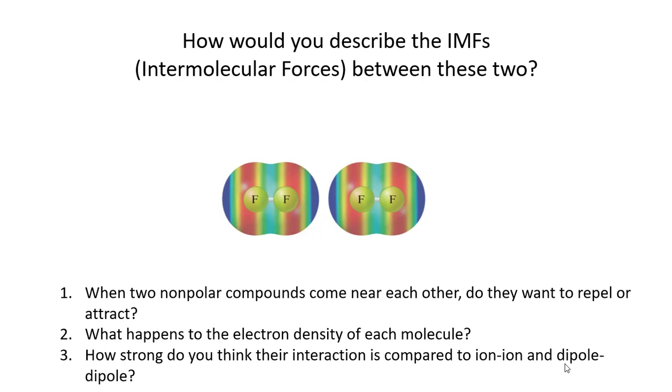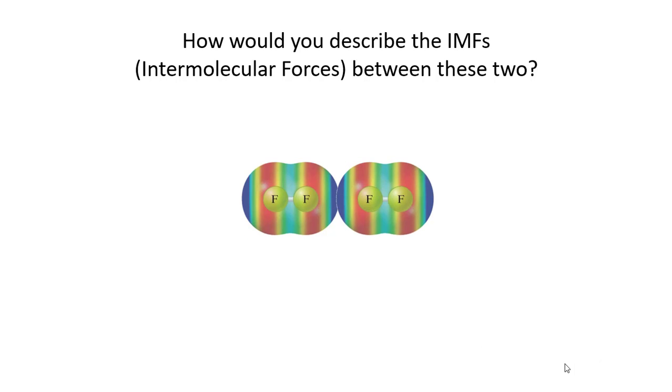Are they going to want to repel? Are they going to want to attract? What's going to happen to the electron cloud around each of these fluorines? Because fluorines are going to have a whole bunch. Each fluorine has 6 electrons floating around it, and that's not counting the ones in the bond between the two fluorines. Do you think their interaction is stronger than the ion-ion, weaker, etc.? And so it's going to be pretty interesting. What's going to happen is, because each fluorine has electrons around it, electrons are obviously going to want to repel, and the nuclei are obviously going to want to attract.